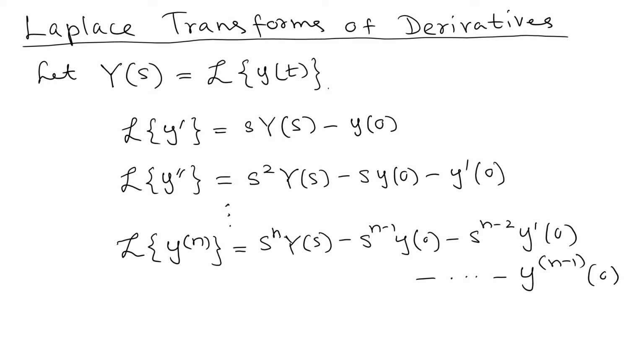The second one is y'', whose Laplace transform is s²Y(s) minus sy(0) minus y'(0). You can see the first term has an s squared, and everything else is negative and evaluated at 0. Only the first term has the Y(s) term, and the same pattern repeats. In general, if you have y^(n), it has an s^n, and Y(s) appears only in the first term, everything else is negative, and all of them are evaluated at 0.